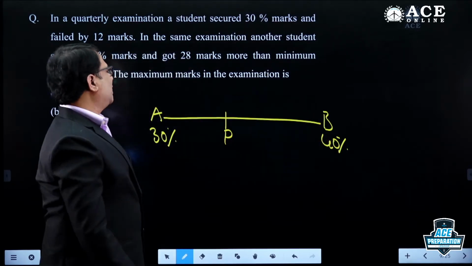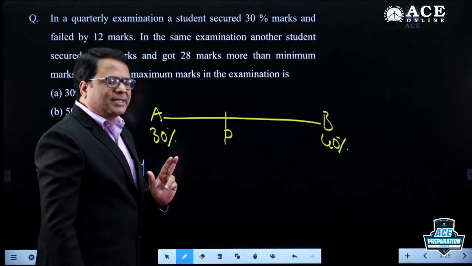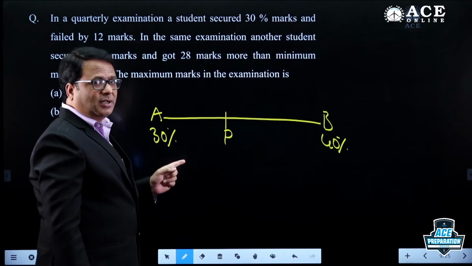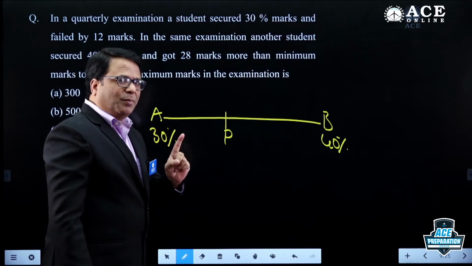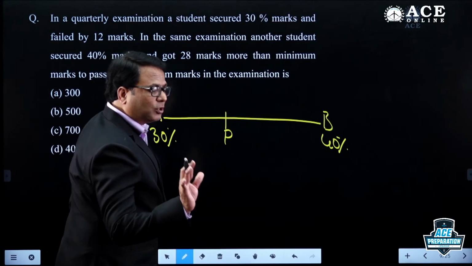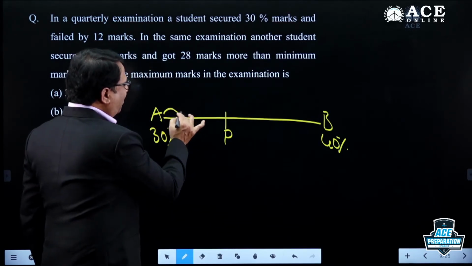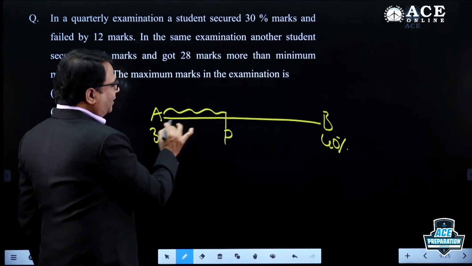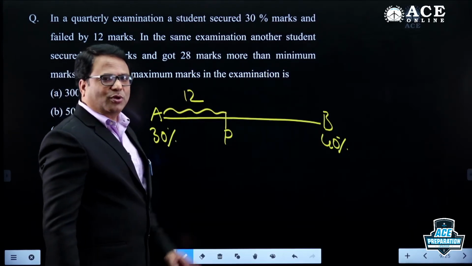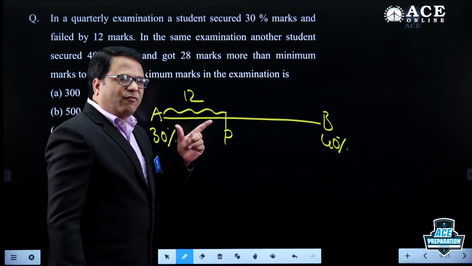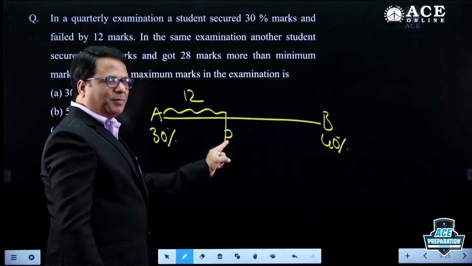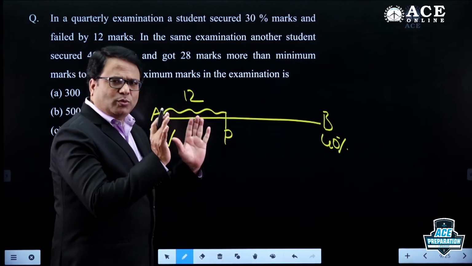Now, A is failing the exam by how many marks? 12 marks. After scoring 30%, he is failing the exam by 12 marks. That means A is falling short by 12 marks. So this gap between A and P is represented by 12 marks. Because it is clearly given A fails by 12 marks, the difference between A and the pass mark is represented by 12.